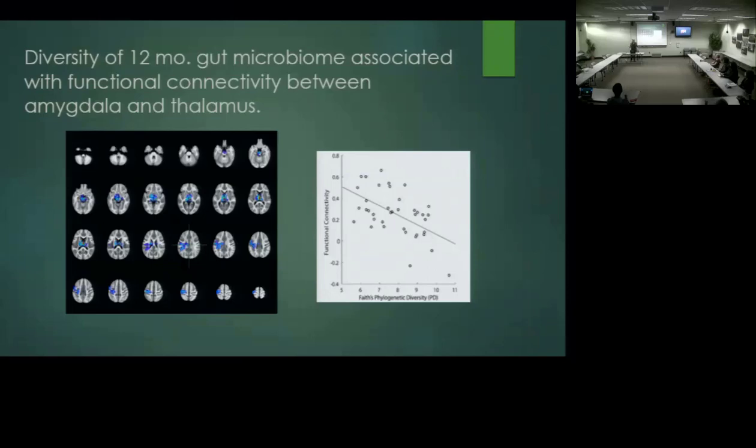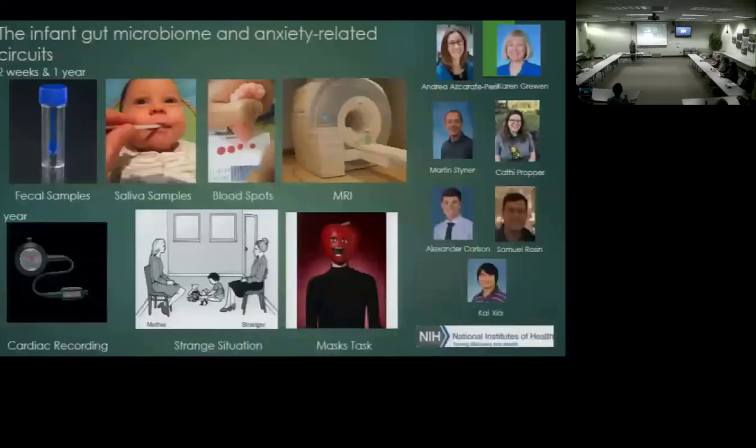That's not what ABCD was designed to look at in these ages. So we got a new grant from the NIH to look specifically at anxiety related behaviors in infants. Kids came in at 2 weeks and 1 year of age. We got poop samples, we got saliva, we got all the good biosamples, we got blood spots. The saliva is collected before and after blood spots, so we could look at hormonal responses to an adverse stimulus.